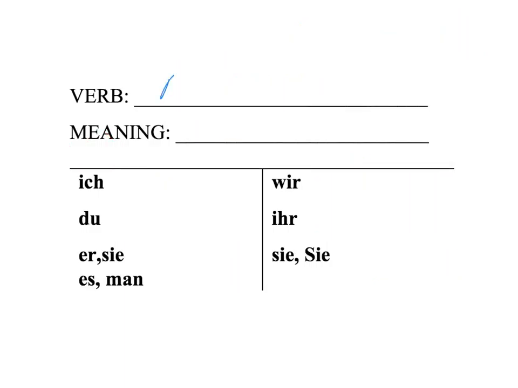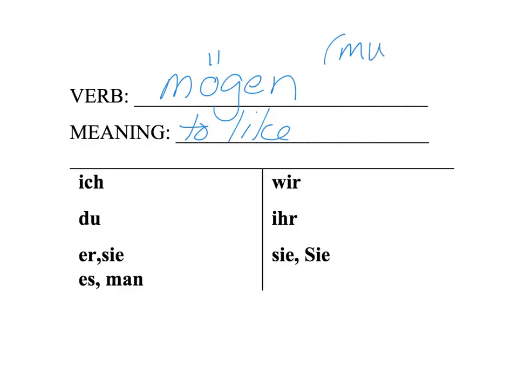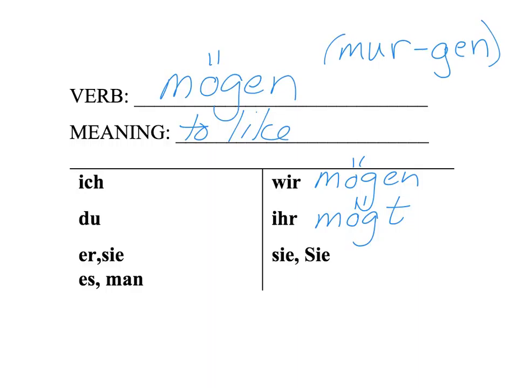All right, next one. Try that one. Mögen. This one means to like. So, mögen, maybe something like that, pronunciation-wise. Right side's normal, so wir mögen. Ihr mögt. And sie and Sie? Mögen.